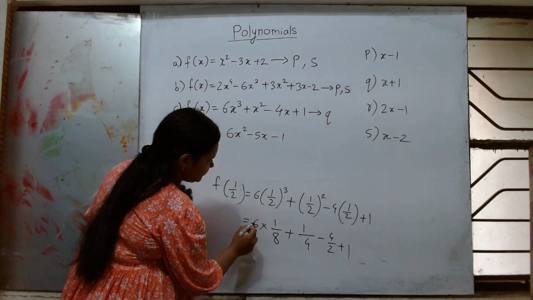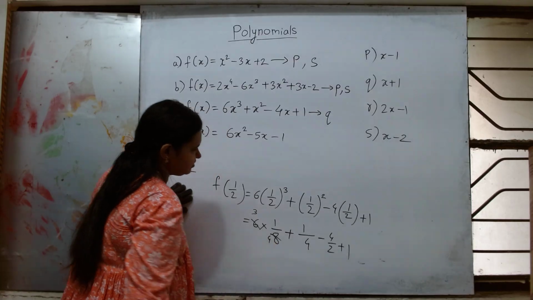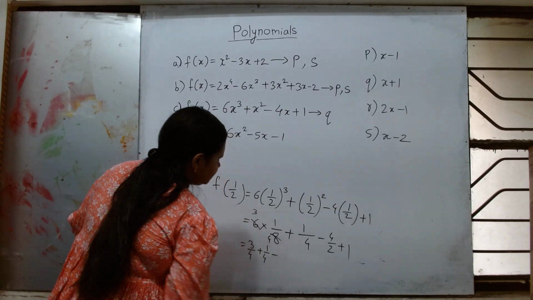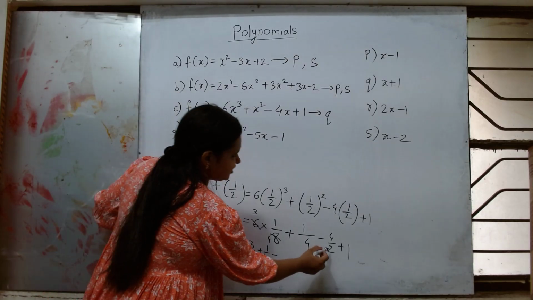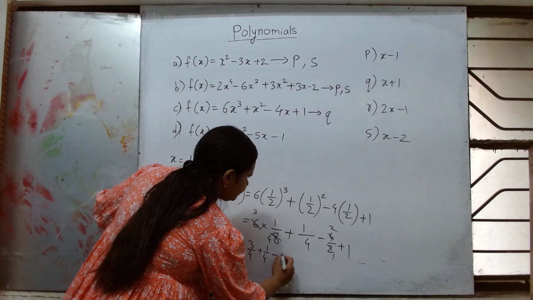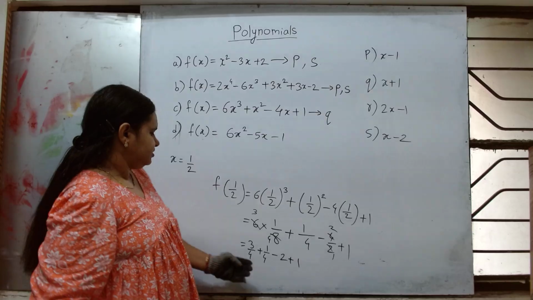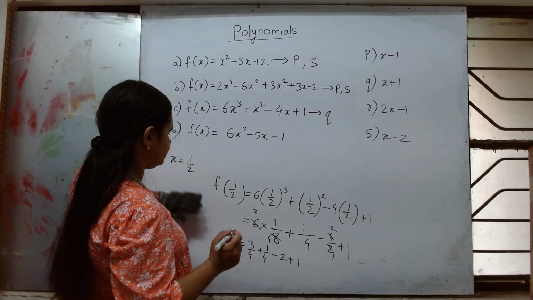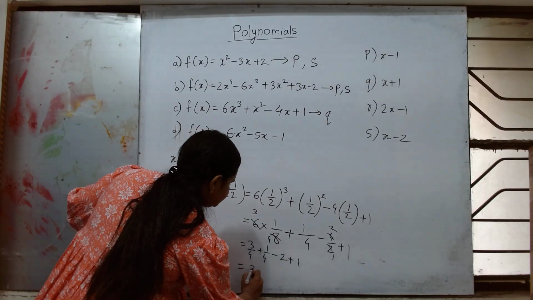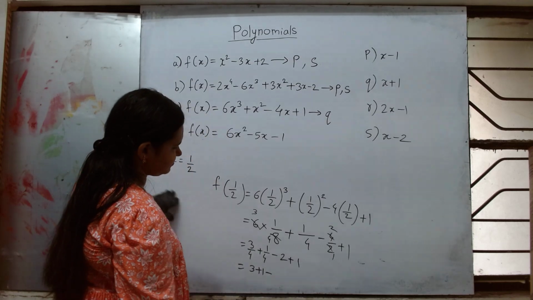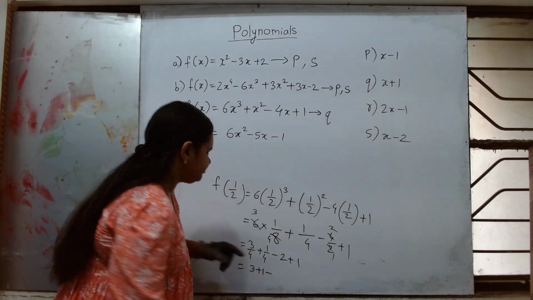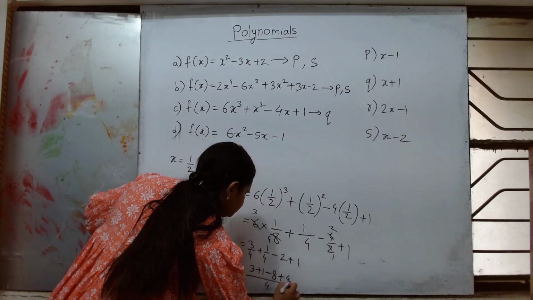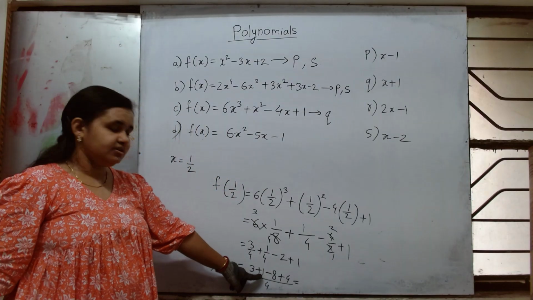Now again we can divide by 2. 2 threes are 6, 2 fourths are 8. It will be 3 by 4 plus 1 by 4 minus, if we divide it by 2, 2 ones are 2 and 2 twos are 4, it will be minus 2 plus 1. Now the LCM is 4. So it will be 3 plus 1 minus 8 plus 4 upon 4.